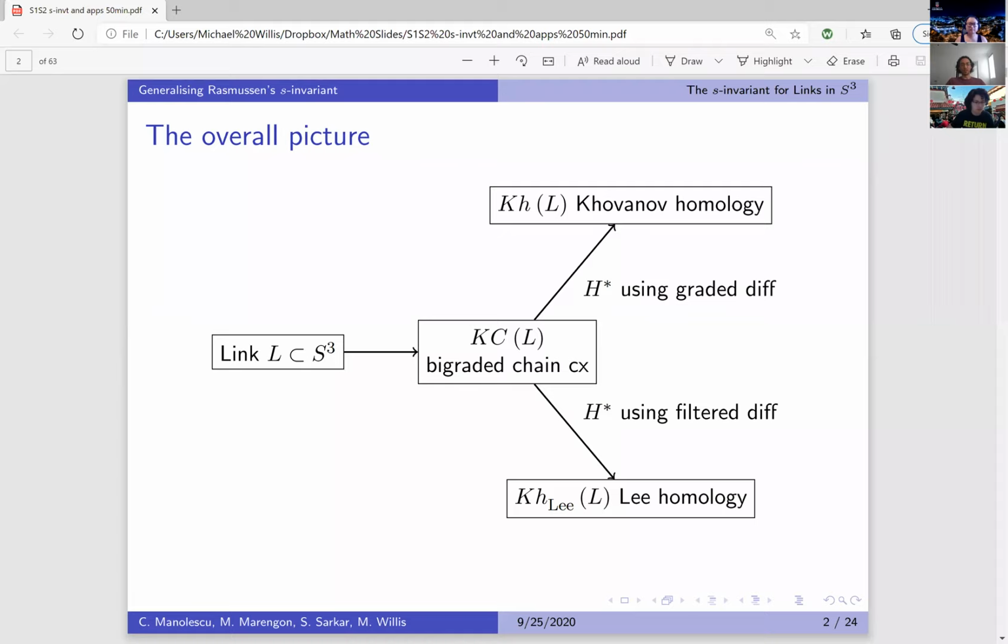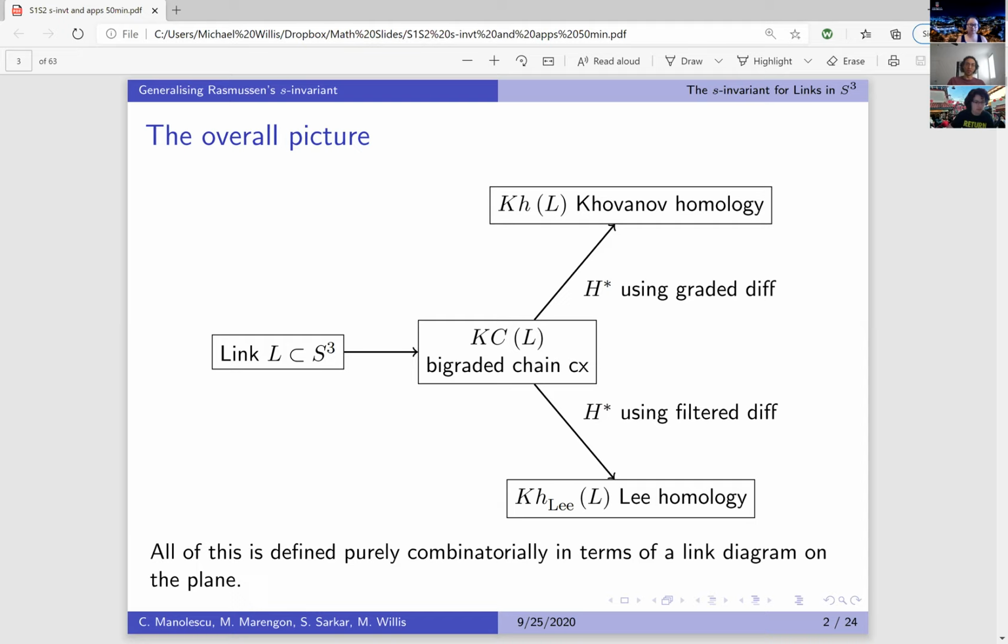But you can also add an extra term to this differential, making it filtered instead. This extra term increases the internal grading. If you use the filtered differential and take homology, you get what we call Lee homology instead. One point of emphasis amongst all this is that this is all defined purely combinatorially in terms of the link diagram on the plane.